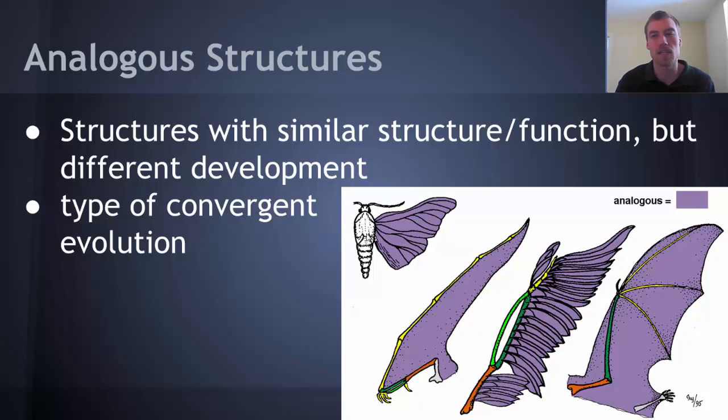Another example of this would be fish and dolphins and whales, right? Dolphins and whales are mammals. They evolved from terrestrial creatures. However, they have a very similar structure in terms of their body plan to fish because they are both living inside the water. So they're going to need to have similar adaptations to be able to survive within that.